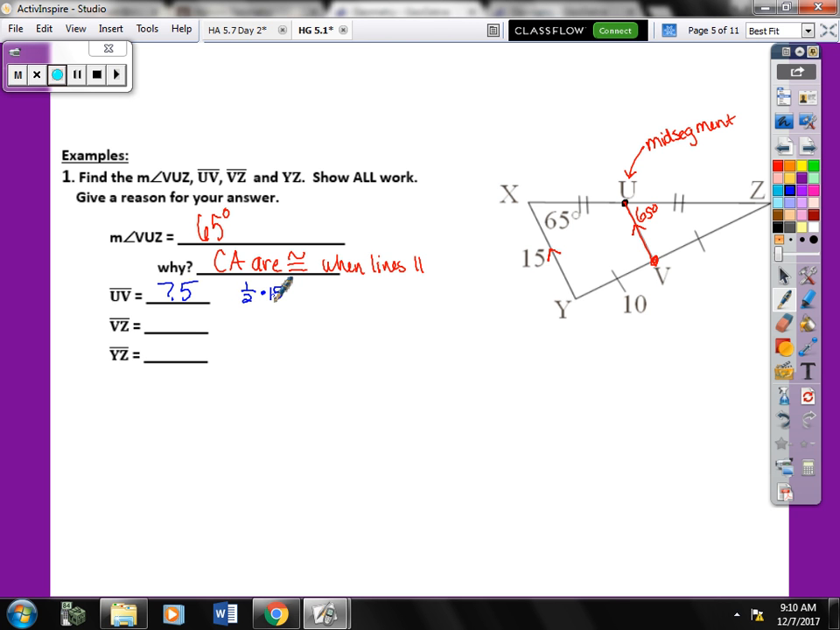How about VZ? Gail? 10. By markings, these are congruent, so this has to also be 10. How big is YZ then? Luke? 20.